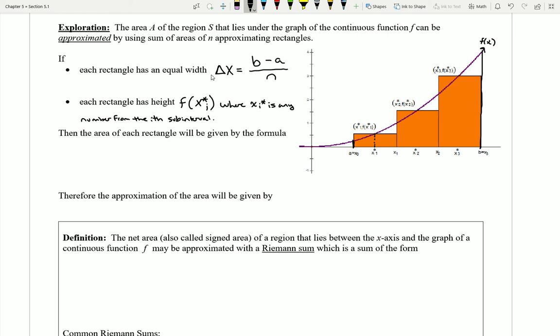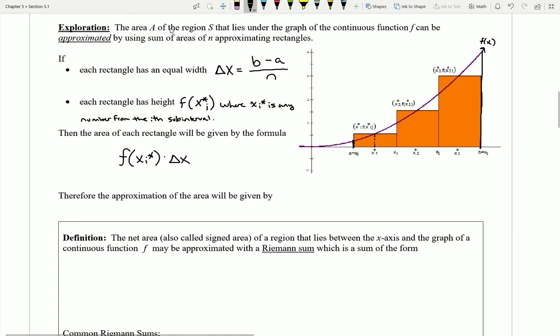So if delta x represents the width of my rectangle, and I take my special xi star and plug it into the function to get the height, then I could easily see that the area for each individual rectangle would be given by f of xi star, my height, multiplied by my width.